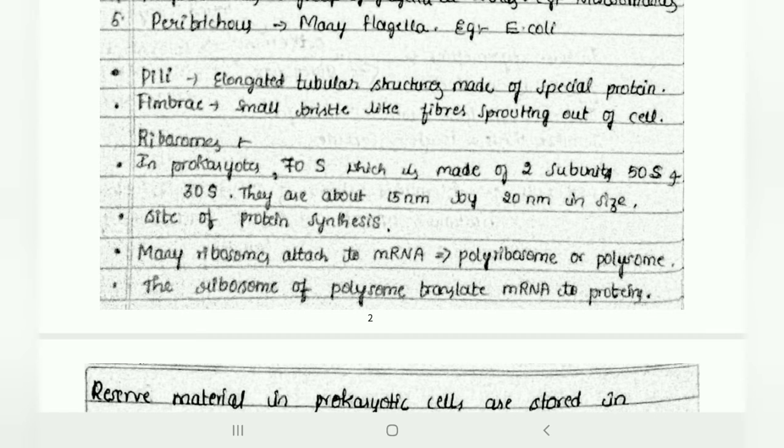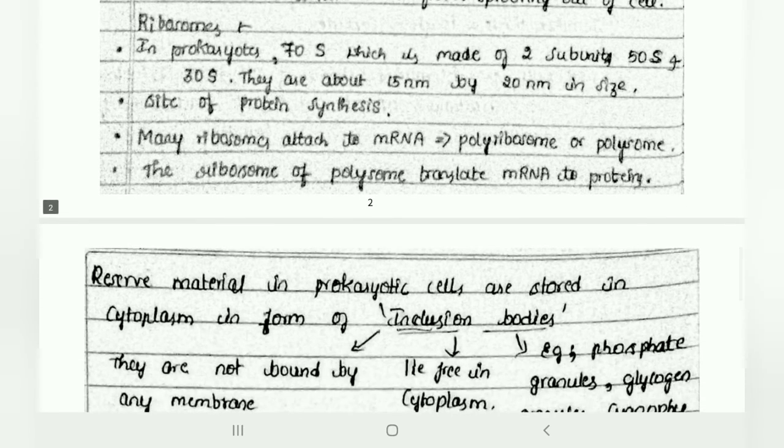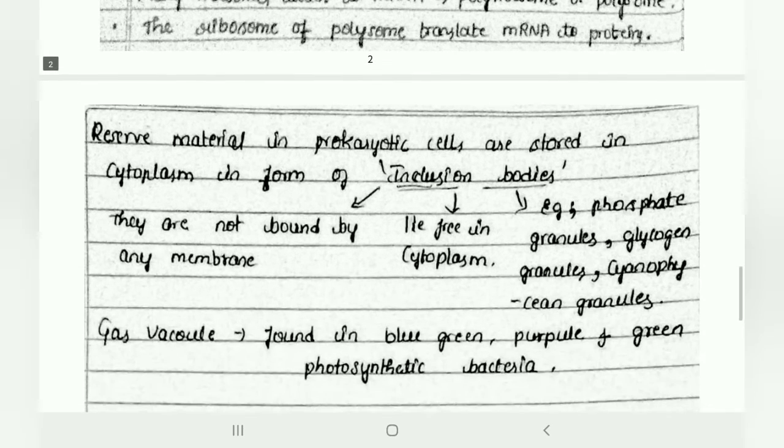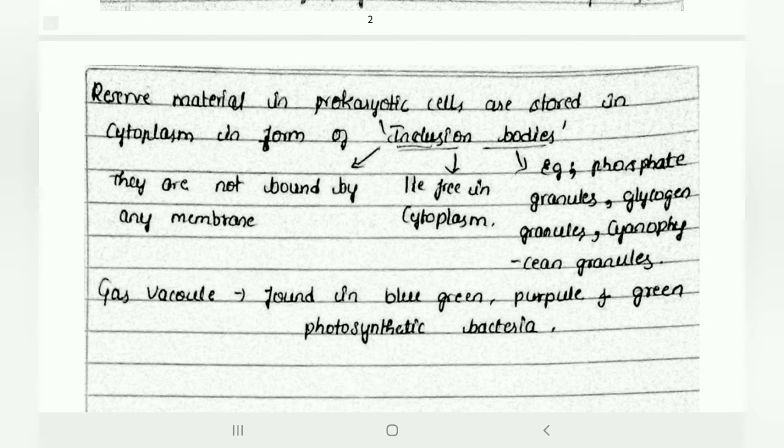Ribosomes are the sites for protein synthesis, and many ribosomes are attached to mRNA. This is the process of translation. Here many ribosomes attached to the mRNA are called a polyribosome or polysome. Both are equal, just synonymous. And the polysome translates the mRNA to protein. We will see this in the central dogma, which is next year in the second year.